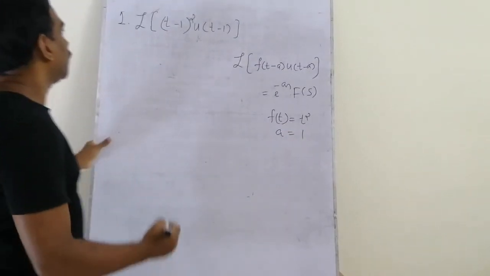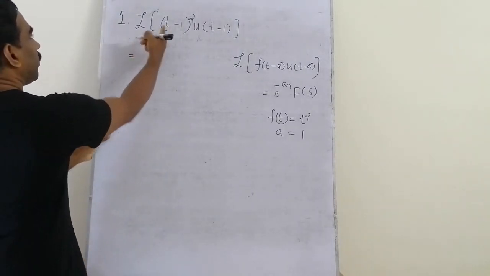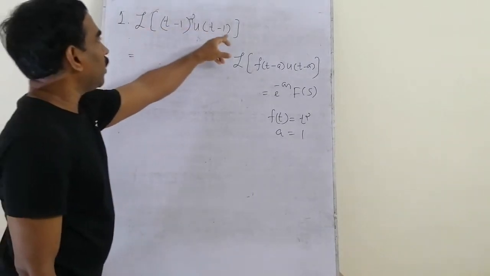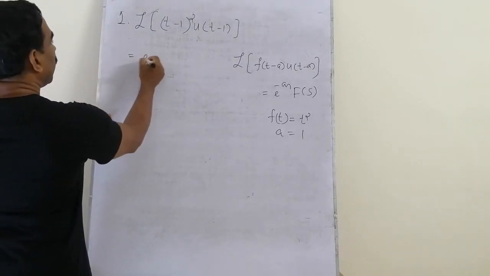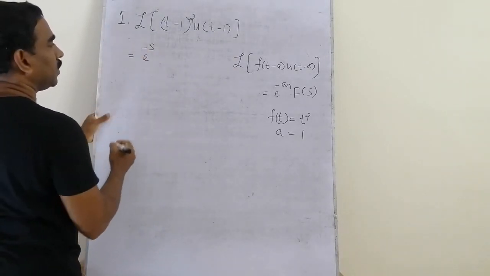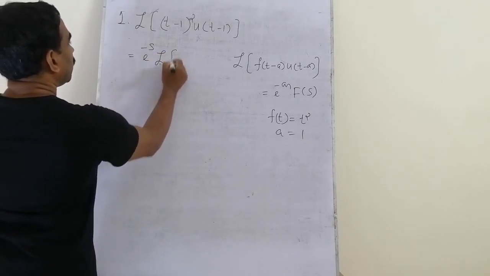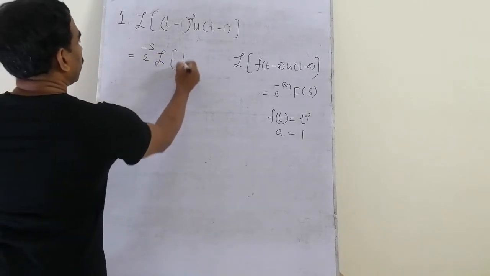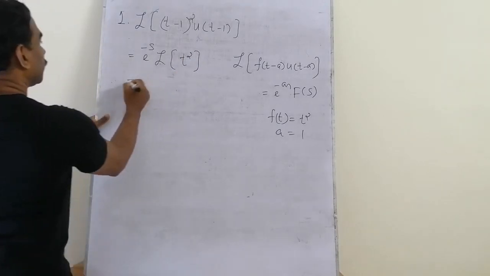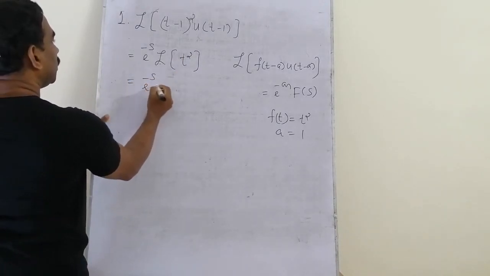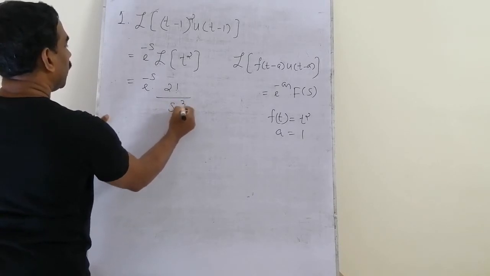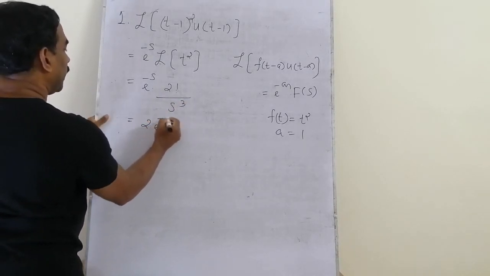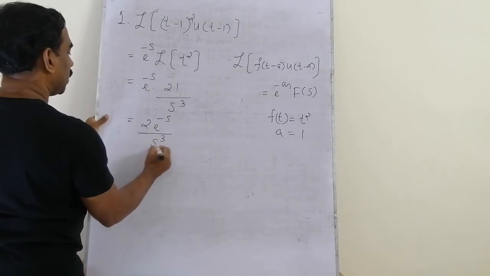So the Laplace transform of (t - 1)^2 u(t - 1), according to the second shifting theorem, is equal to e^(-as), that is e^(-s), into the transform of the function t^2. The transform of t^2 by standard result is 2 factorial divided by s^3. So this is 2e^(-s) divided by s^3.